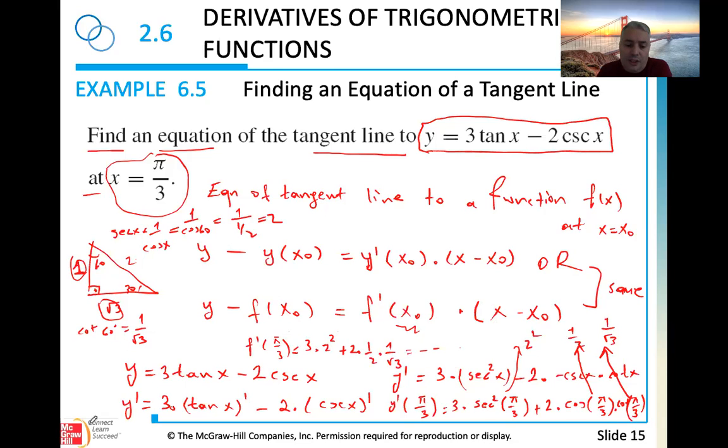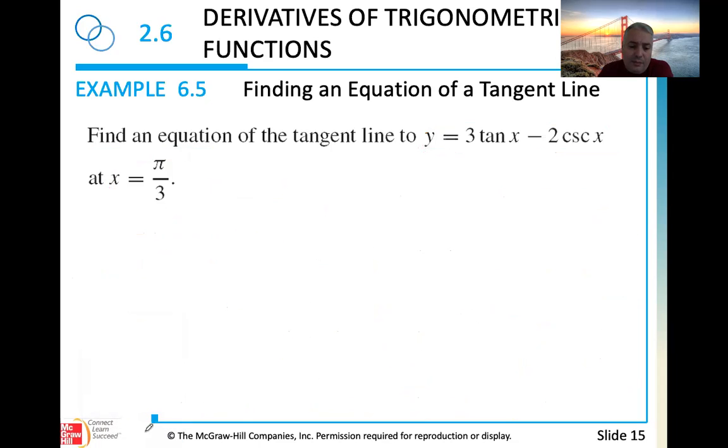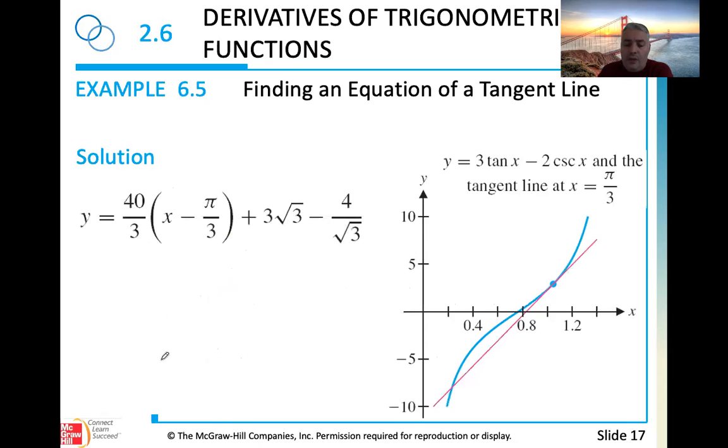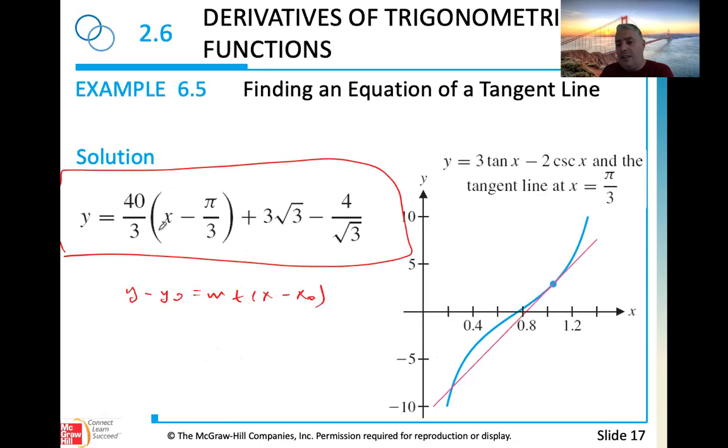And then the calculation. Let's see the calculations in our PowerPoint. When we put the numbers in, as I started, the final result is 4 over 3. This is the slope. When I have the slope, I put it in the formula, y minus y0 equals slope times x minus x0. This is my answer.